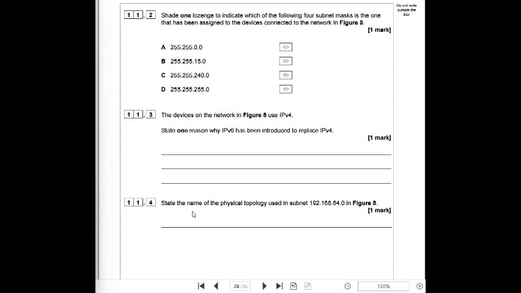Okay, last one on this one. State the name of the physical topology using subnet mask 192.168.64.0. It would be a physical star, or star topology, or a star network. But all you need to say is star. If you say star, that's one mark. Anything else, you're just being a plonker and you need to revise network topologies.